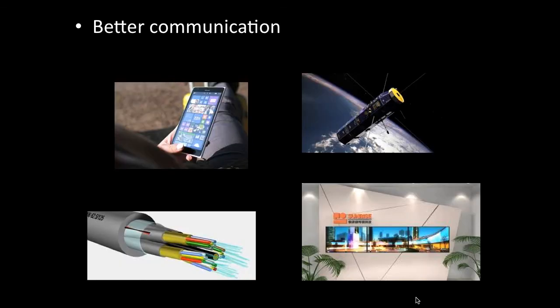Better communication is something we're all keen about as well, not necessarily a problem, but newer phones require better batteries and better materials, better circuitry. There are literally hundreds of satellites orbiting Earth, and our data travels around the globe in fibre optics. So that's all very important as well.